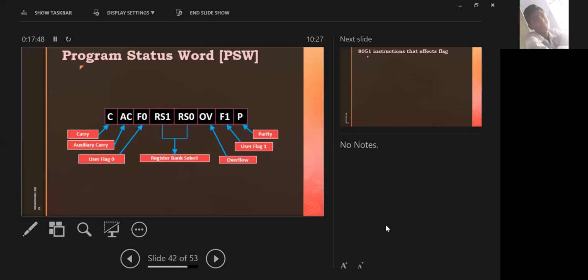Right. So we have this program status word. Again, we are using it as flags, right? So the flags are the carry flag. Now, what is carry? Whenever a carry or a borrow is generated after an 8-bit subtraction or addition, then this carry flag is set or reset. Whereas auxiliary carry is the carry which is generated by addition or subtraction of a nibble.